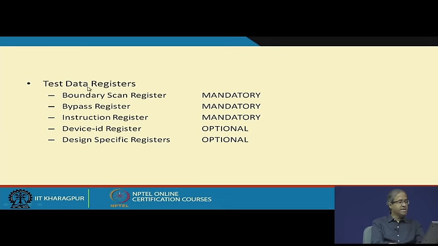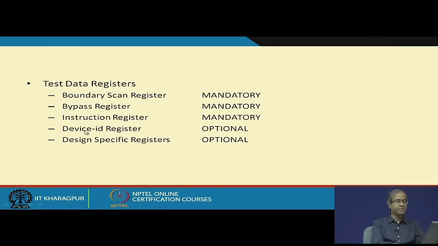Now, among the special registers, these 3 registers are mandatory. You must have the boundary scan registers alongside the input and output pins. You need to have a bypass register in case you want to skip a chip. You need to have an instruction register to store the test instruction.